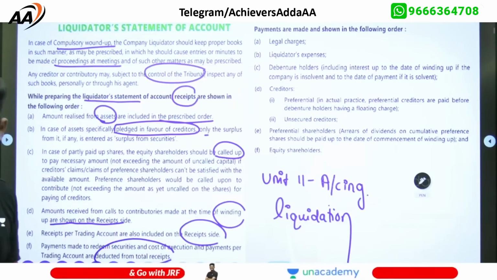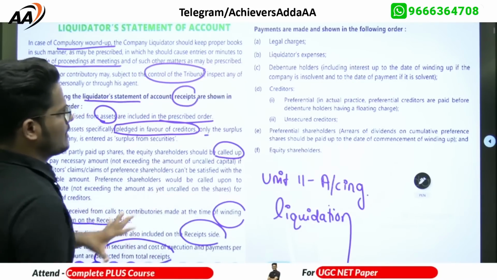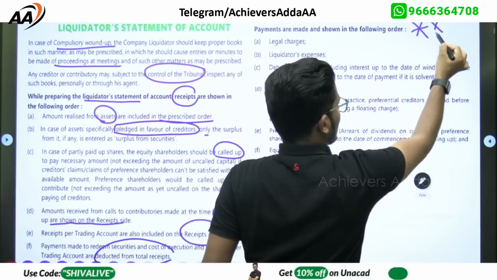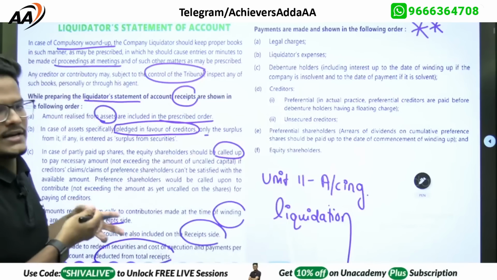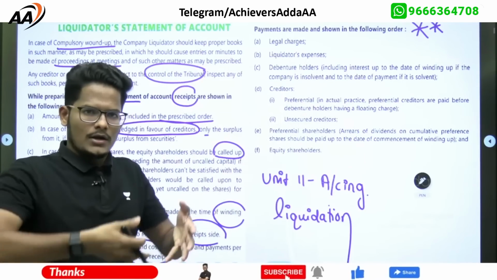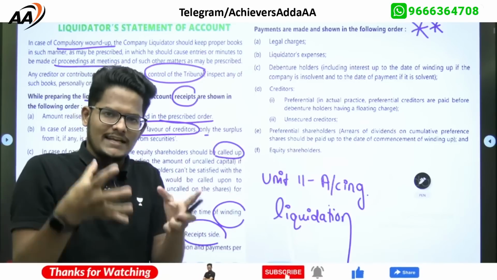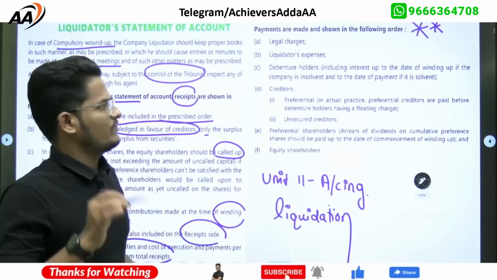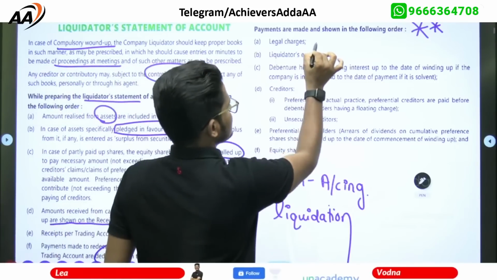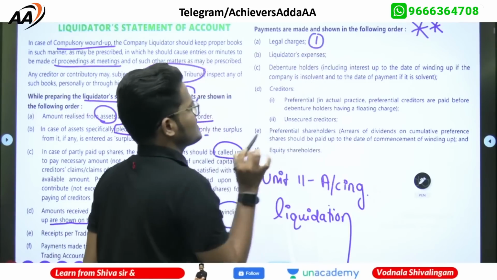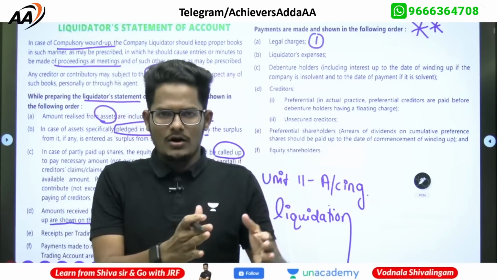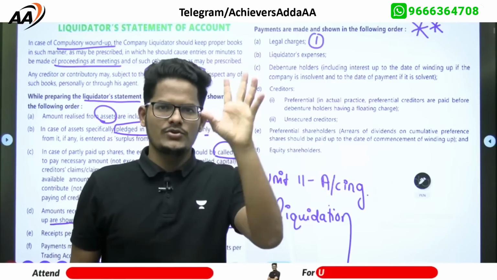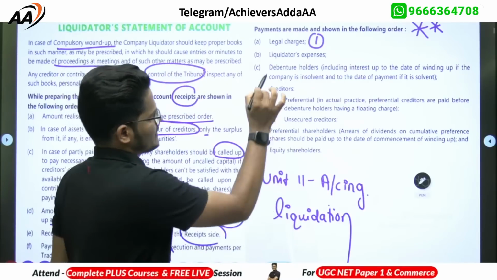Having understood this, now the most important part is this one. Once you realize the amount and it is credited into the liquidator's account, you have an amount after selling all the assets. How are you going to pay the liabilities? First, legal charges are our number one priority. Why? To carry out all the proceedings of the liquidation, you must have incurred legal charges. First you need to pay; that is a statutory obligation you must pay.